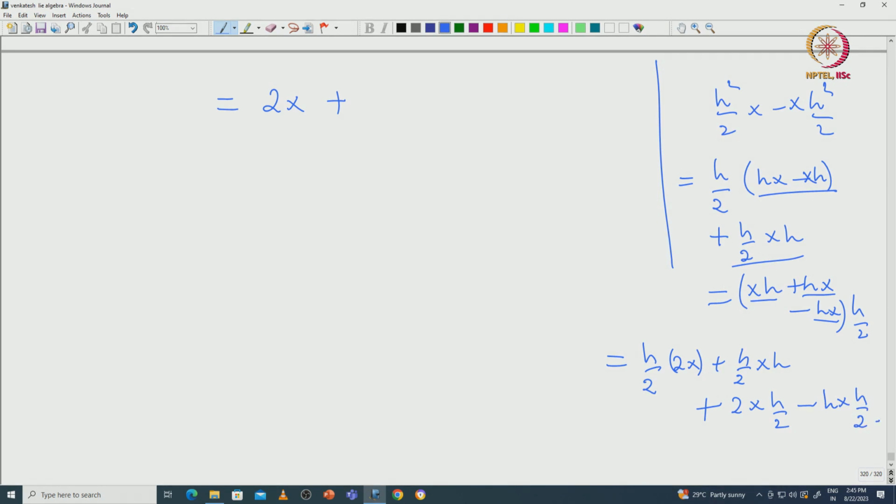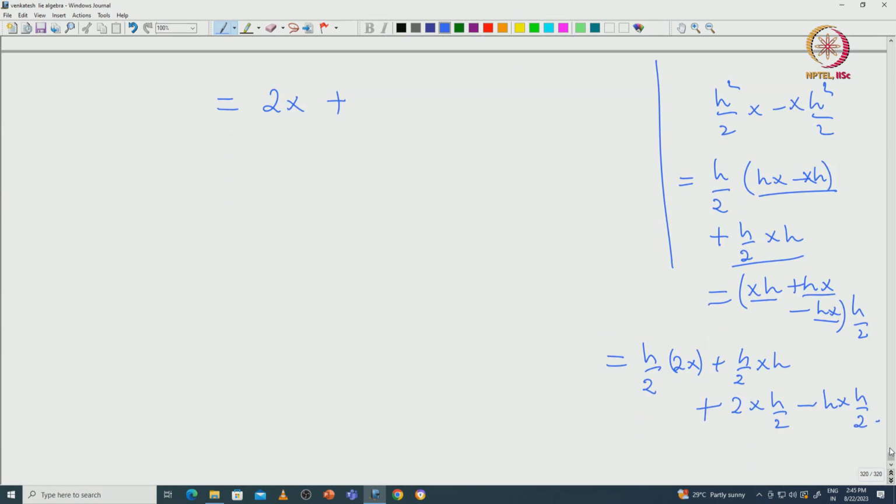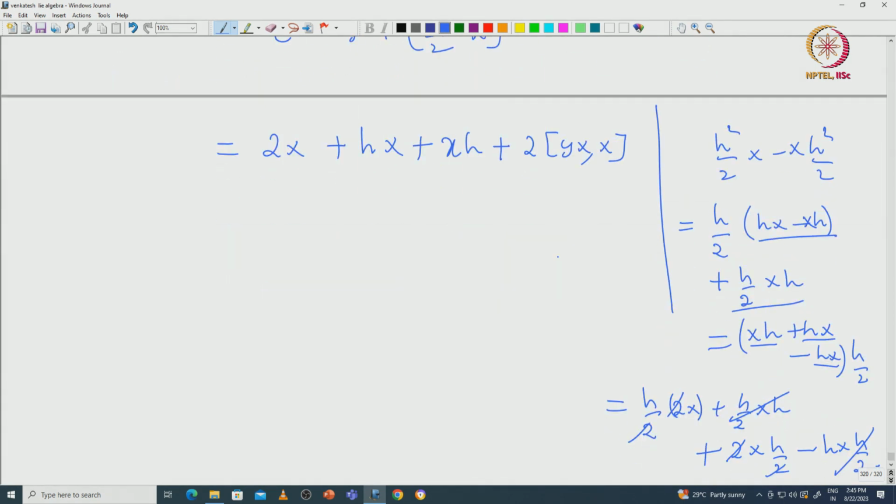Now you can see that some cancellations are happening. So, this h square by 2 bracket x is nothing but this, the 2 cancels, h x, and this gets cancelled with this, plus this 2 gets cancelled, x h. So, then you have plus twice y x x. So, again you compute the bracket y x x. So, that is going to be y x square minus x y x.